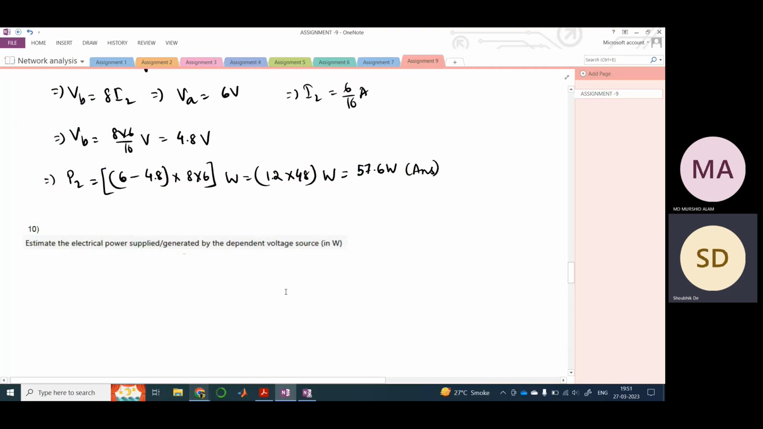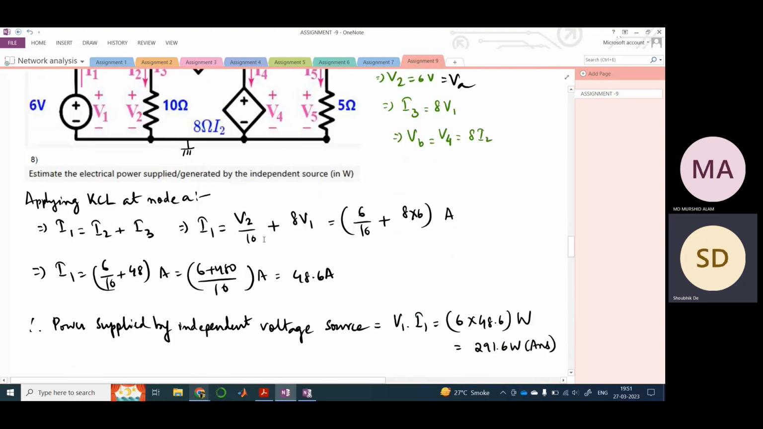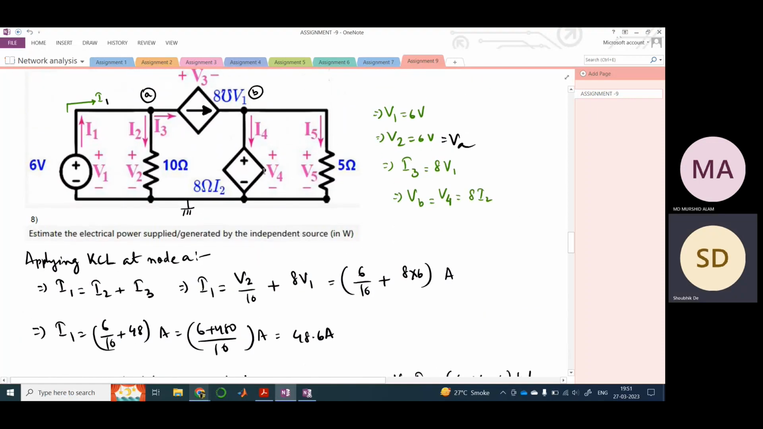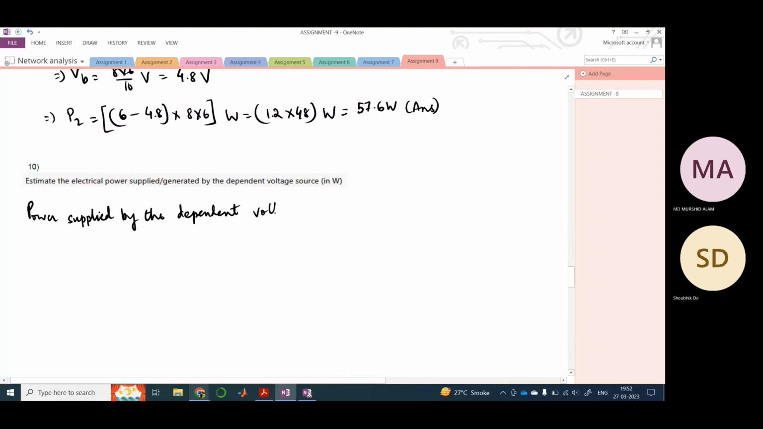Okay. So now they are asking what is the power supplied, or generated, by the dependent voltage source. The dependent voltage source is V4, right? And the power generated by this source is nothing but V4 into I4, the current that it is generating, right? So power supplied by the dependent voltage source would be nothing but V4 into minus I4.